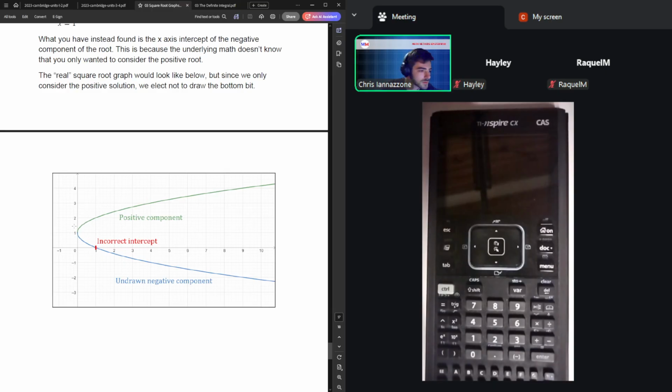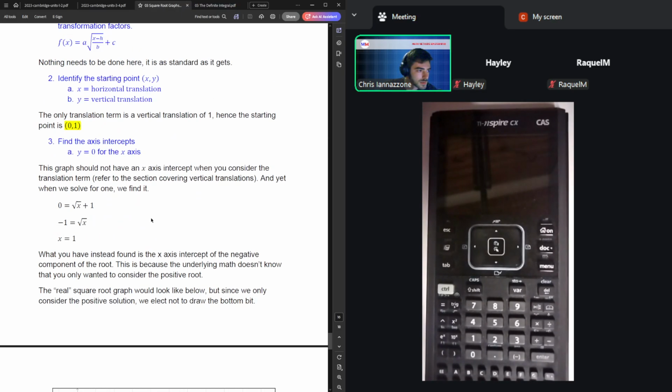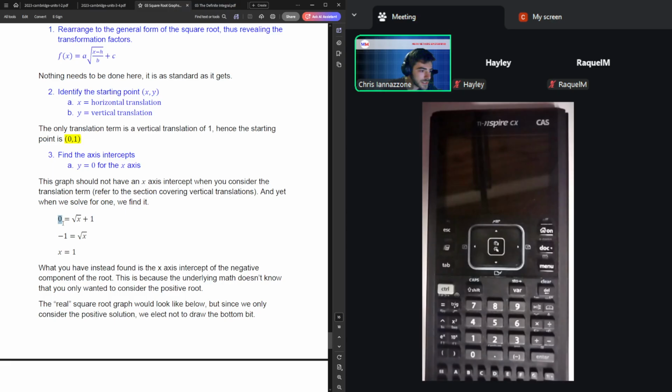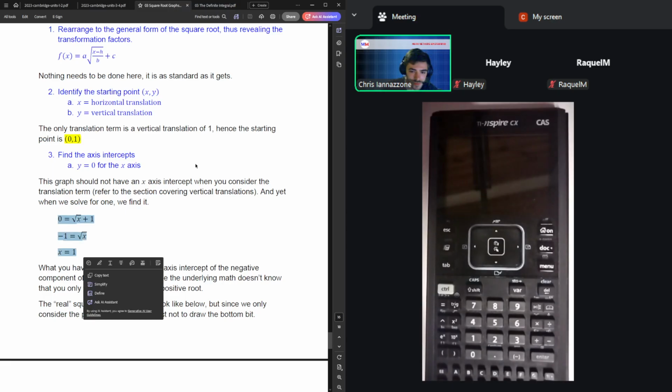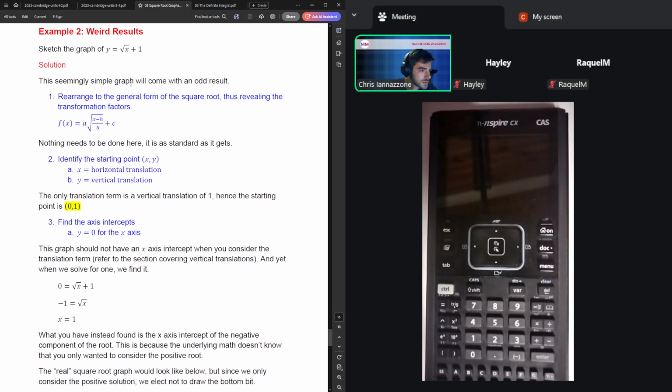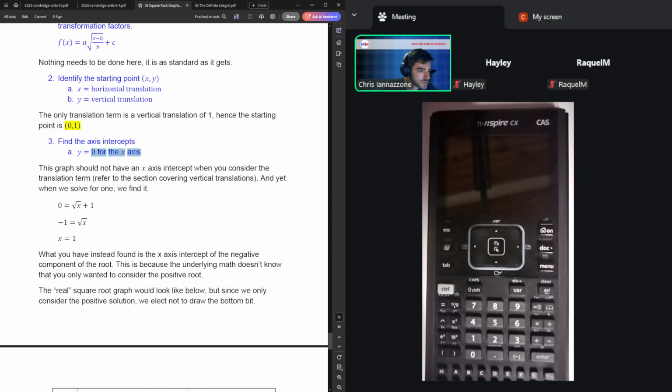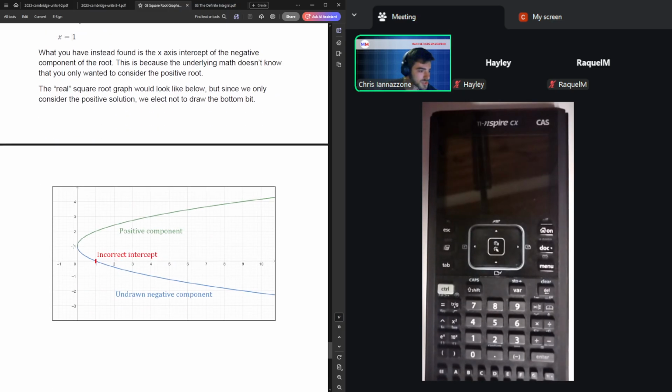So knowing that, we should already say, well, okay, I found my y-intercept. It is just the vertex. There's no x-intercept. Oddly enough, if you try to find one, you will actually find one. So square root of x plus 1, if you try to find that x-intercept, y equals 0, subtract 1 from both sides, square both sides, what you find is x equals 1. That's pretty weird, because we're supposed to have this graph.